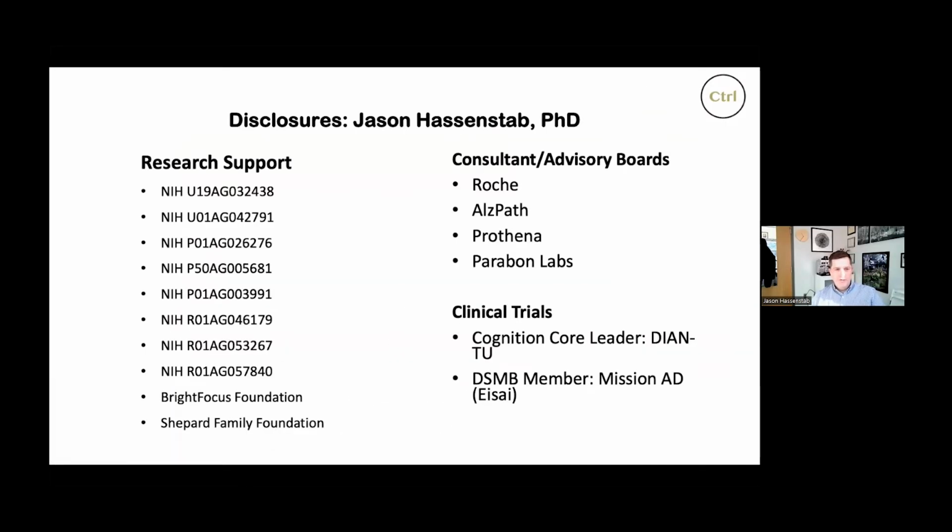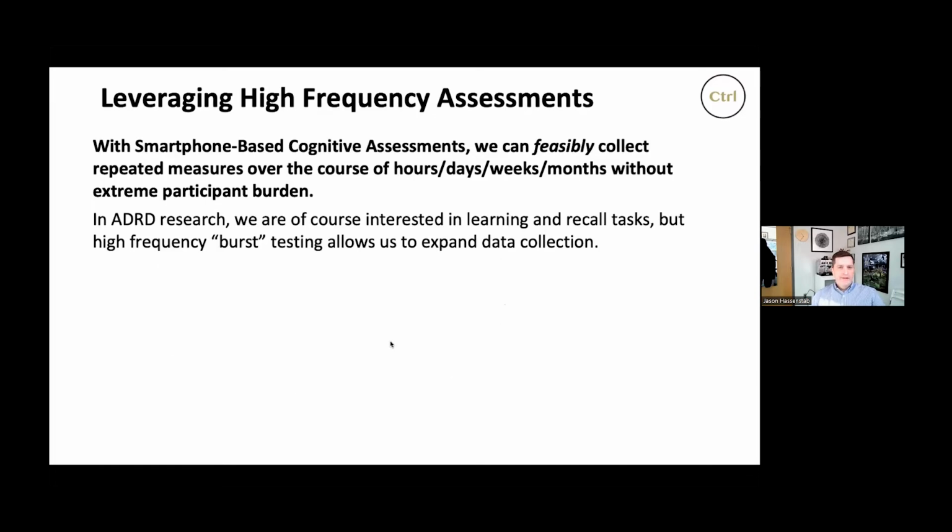So these are my disclosures, which my university requires me to put up. Nothing is really relevant for today. So I wanted to talk a little bit about what we can do to leverage high frequency assessments and specifically things you can do on a smartphone.